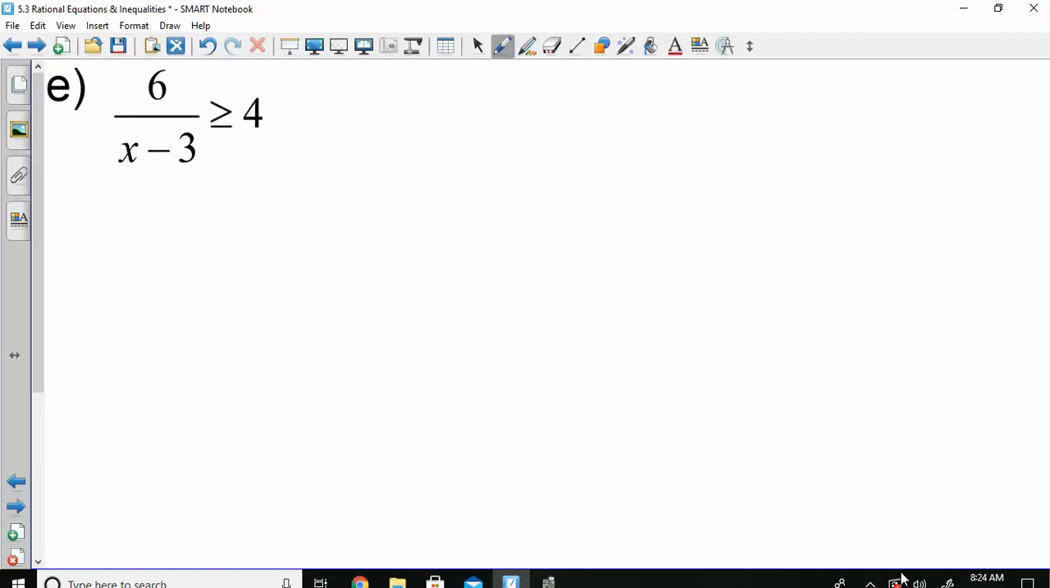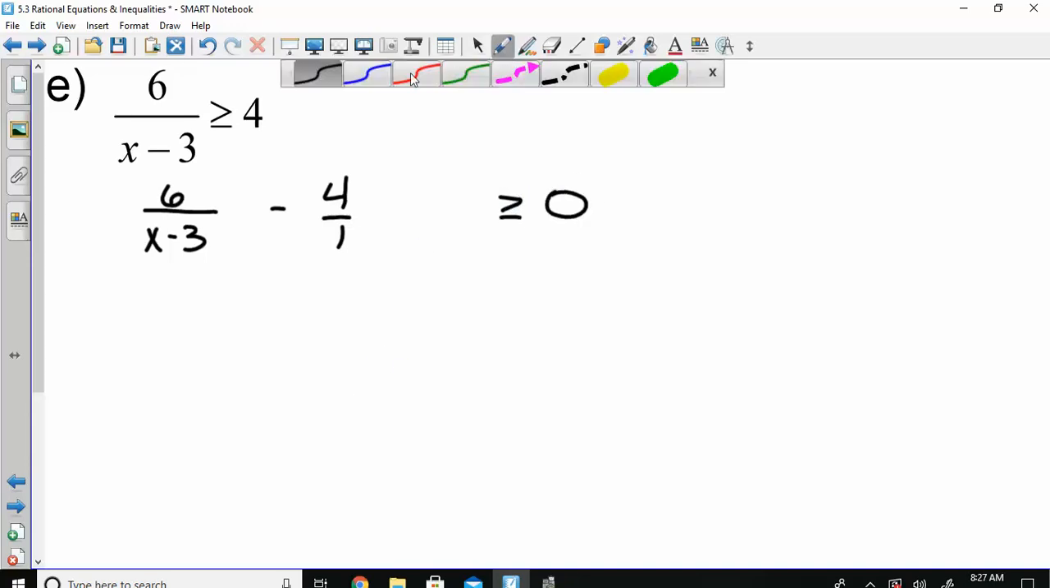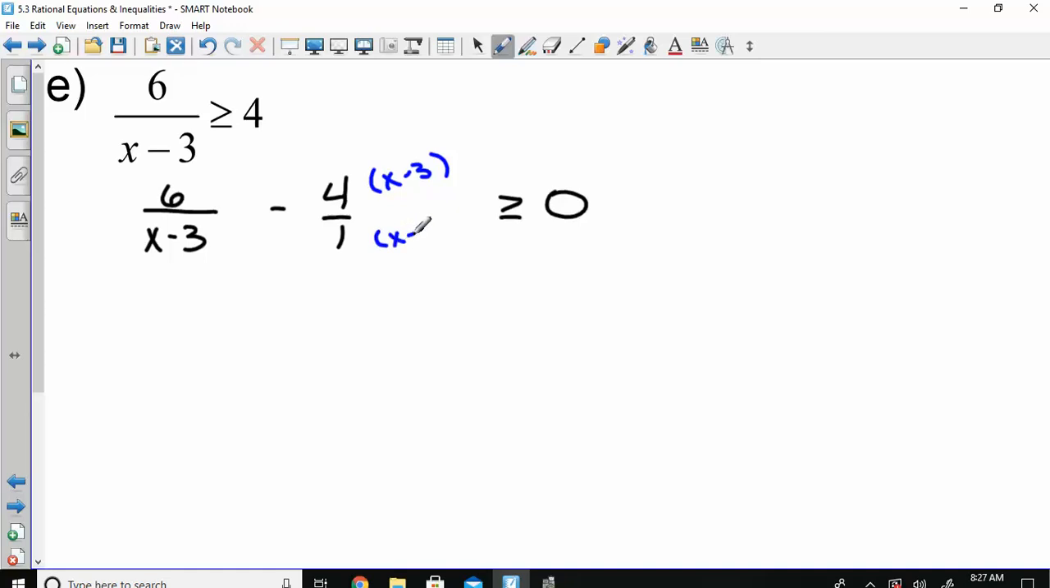Why don't you guys take a minute and try to set this one up? Everybody started out on the right track. You subtracted over your 4. That's like a 4 over 1. You need a common denominator, so you multiply this by x minus 3 on top and bottom.